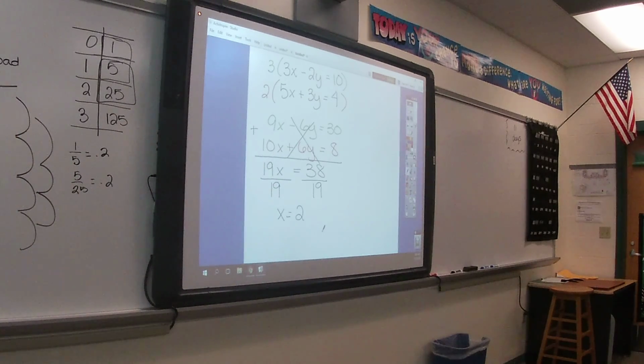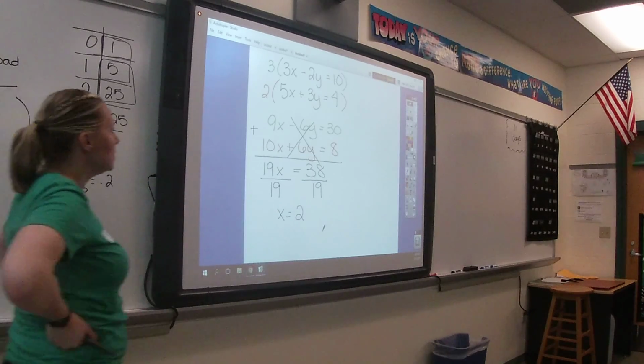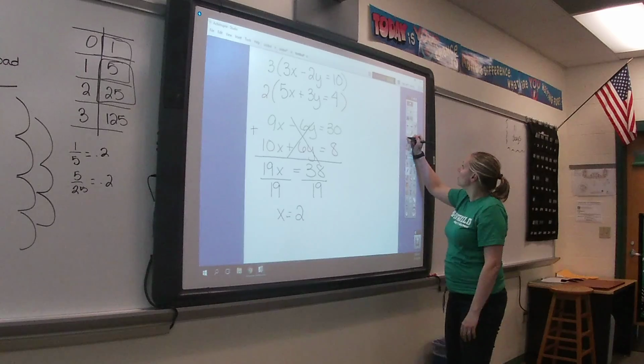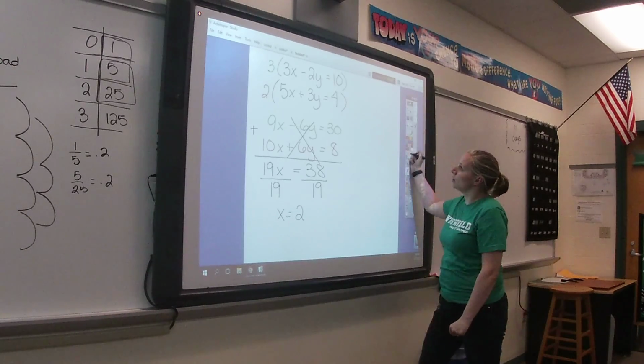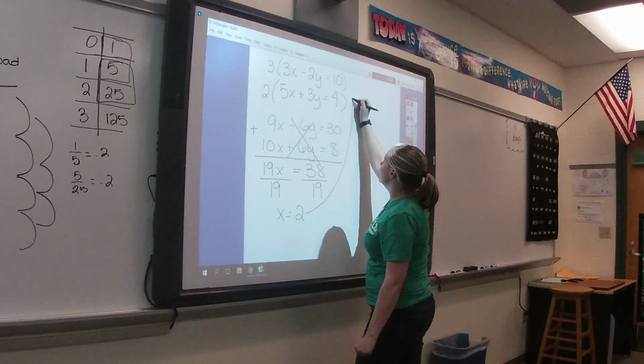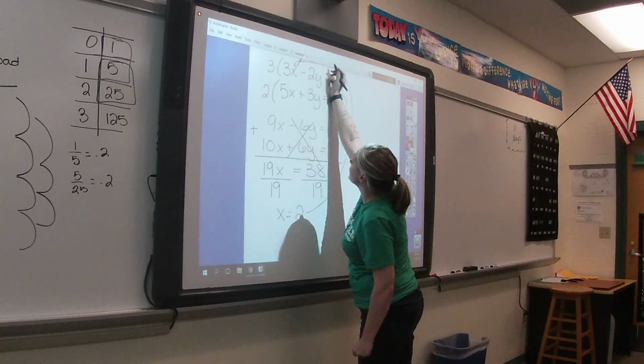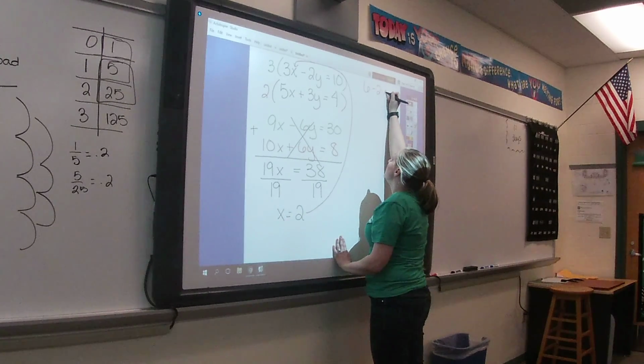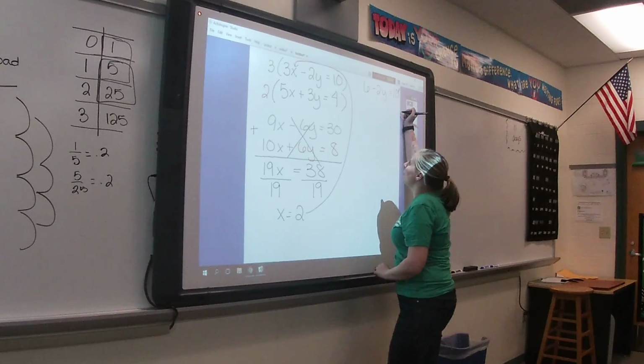Are we done with x equals 2? No, what are we gonna do? Plug it back in. Where do we want to plug it back in? To the very top? Sure. Let's pick a new color. So how about, this is my x value, so I'm plugging in for x. So 3 times 2 is 6, minus 2y equals 10.